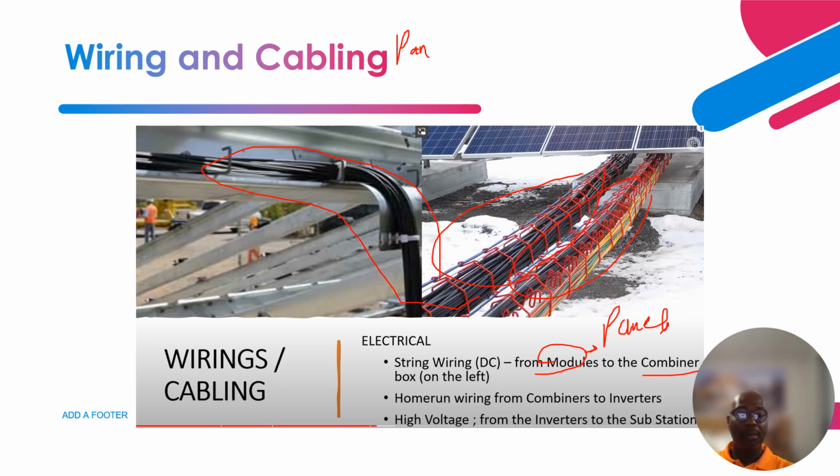So from the panels to the combiner, then from the combiner it goes to the inverters. Then the inverters invert the voltage, which goes to the step-up transformer to step up the voltage. So there's a lot of wire.